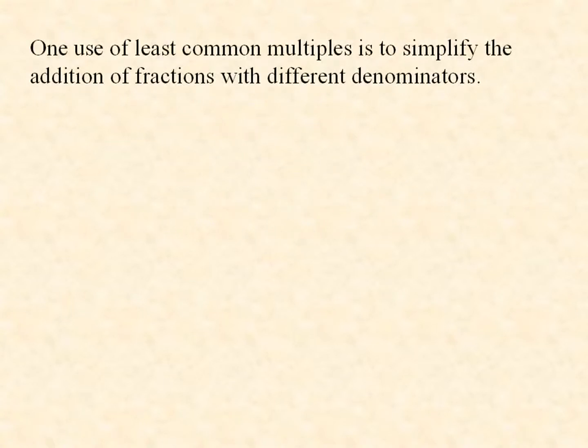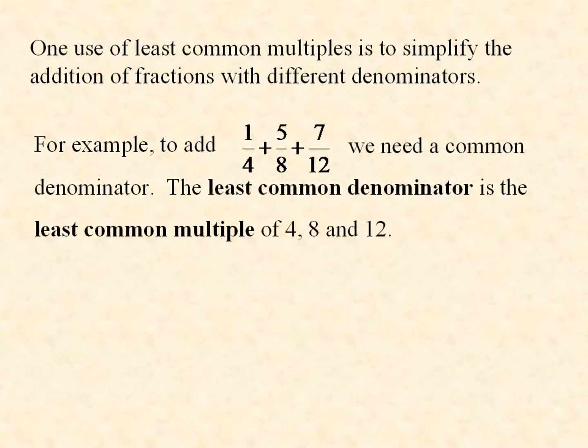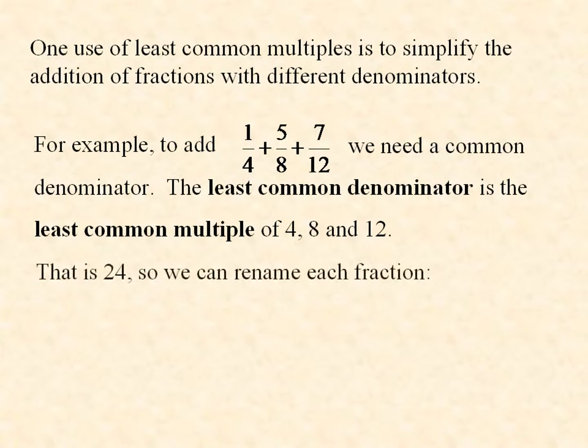One use of least common multiples is to simplify addition of fractions with different denominators. For example, to add 1/4 plus 5/8 plus 7/12, we need a common denominator. The least common denominator is actually the least common multiple of those denominators, 4, 8, and 12. And that number is 24. 4, 8, and 12 all go into 24.